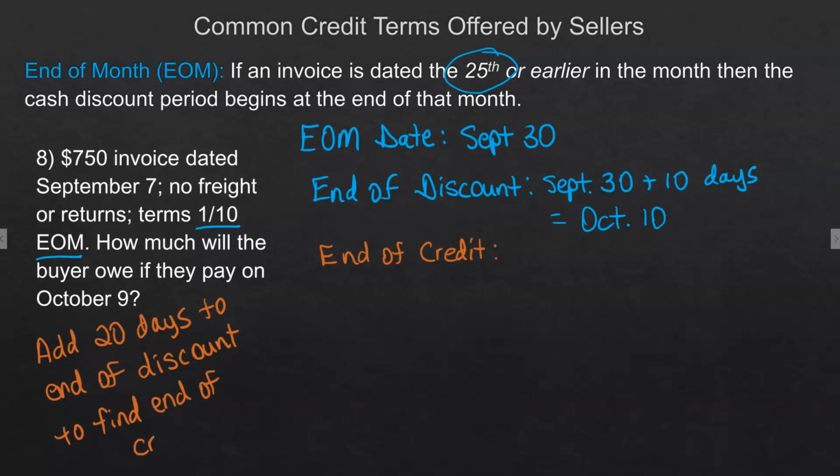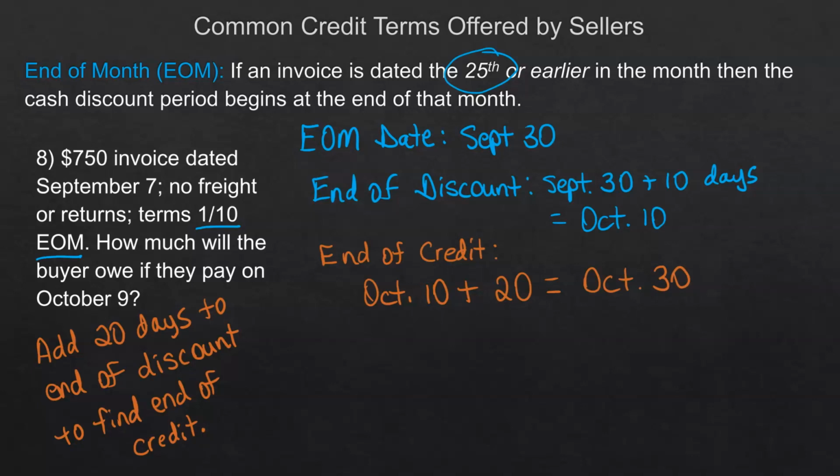And that's when we're not given those terms. So this is just a standard practice to add another 20 days. So on this one, we're going to take October 10th and add another 20 days. So we're going to take the 10th plus 20, and that'll be October 30th. So the end of credit will be on October 30th.